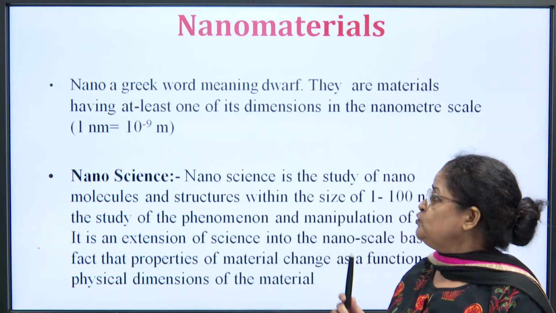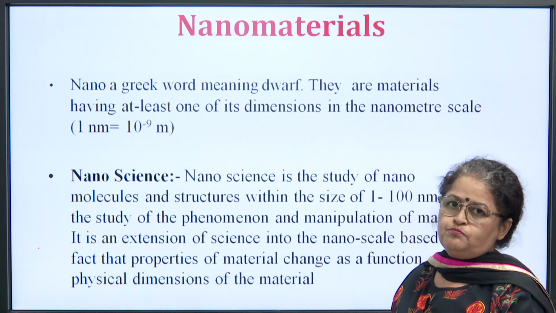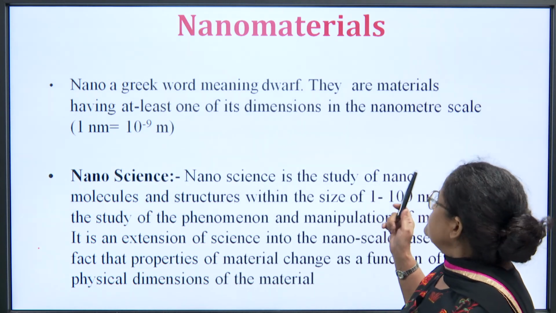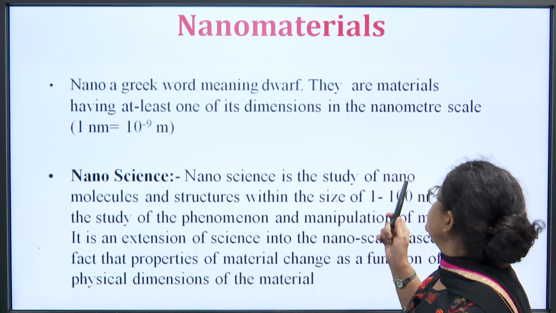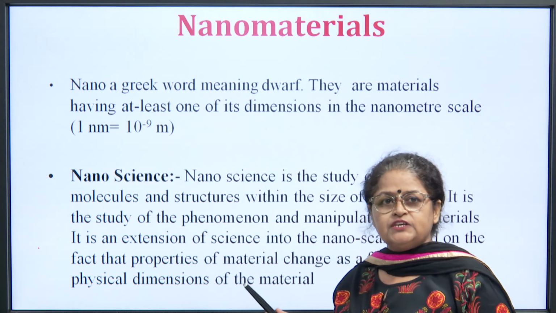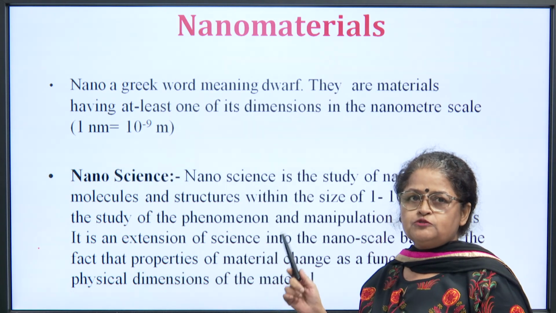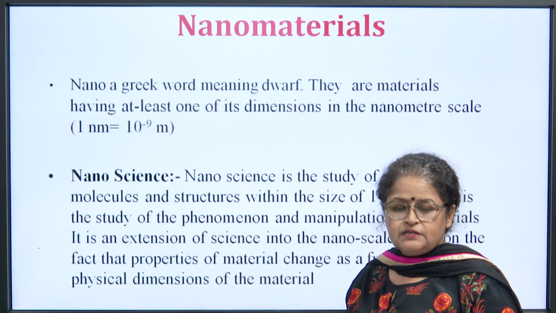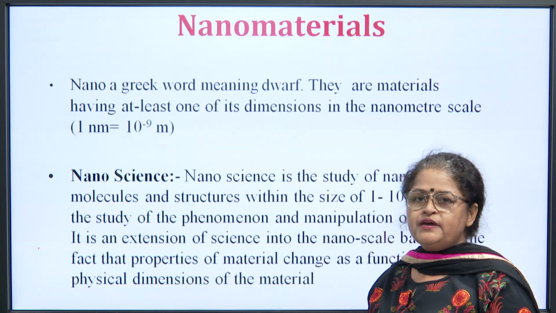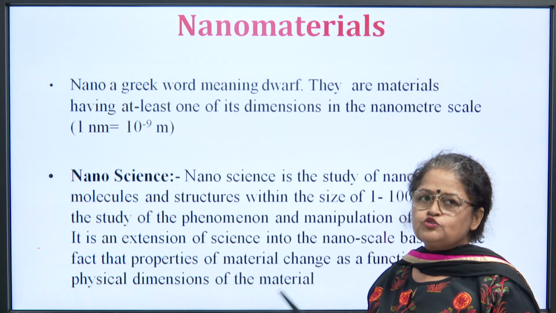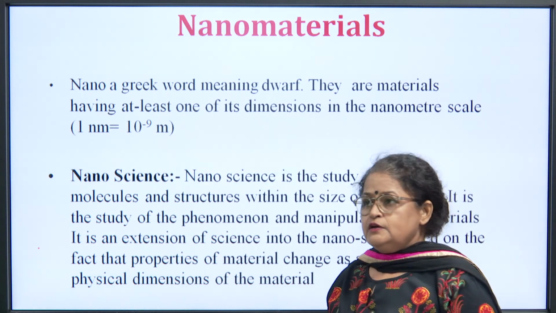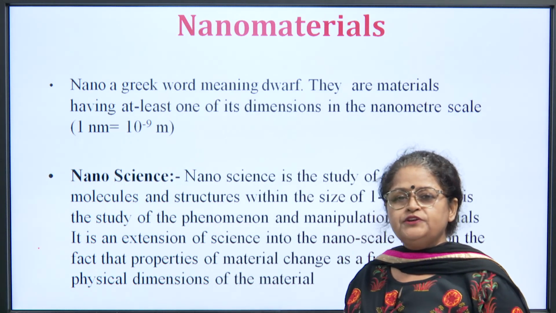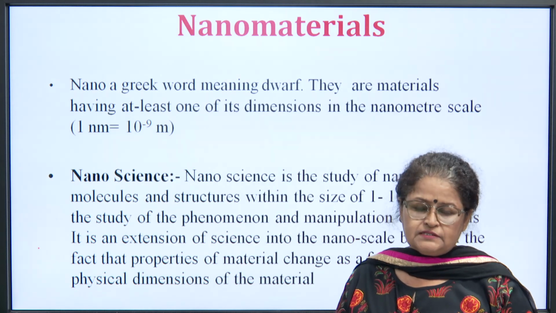The word nano in Greek actually means dwarf. They are materials having at least one of its dimensions in the nanoscale. And what is nanoscale? 1 nanometer equals 10 power minus 9 meters. So, either in length or in breadth or in diameter, if it is on nanoscale, it will be known as nanomaterial. So, if you have a nanomaterial, you will definitely love to study its science.